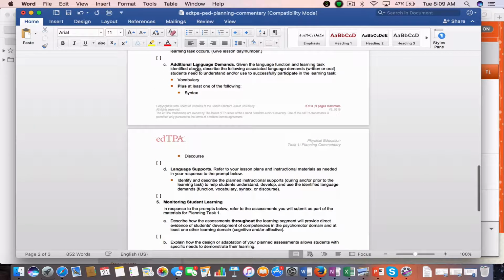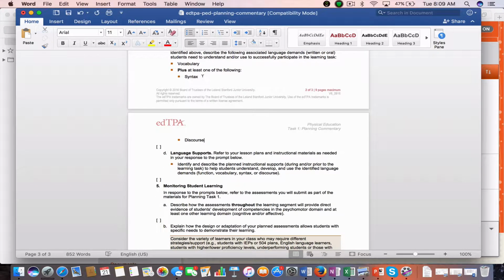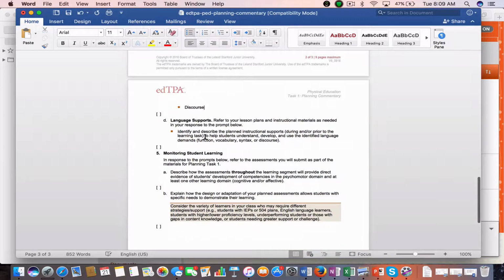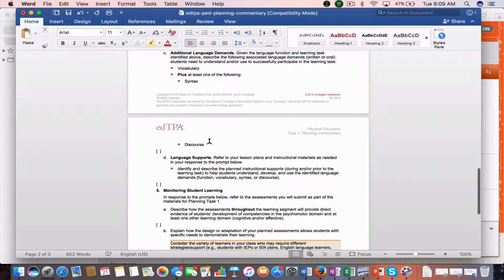And then they're going to ask you about these additional language demands. So they want you to discuss right here in that bracket the vocabulary that you're planning on teaching and how you're going to teach it, and either syntax or discourse. Many of you have already set yourselves up to discuss syntax and discourse. Syntax is how students are organizing their language. So it could be a list, it could be a graphic organizer, and then discourse is the speaking that they're doing, where they explain or describe, or it could be writing that they're doing to explain or describe.